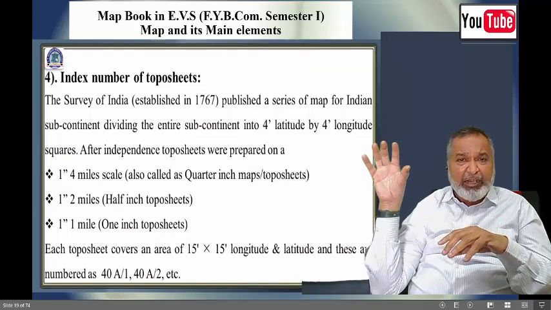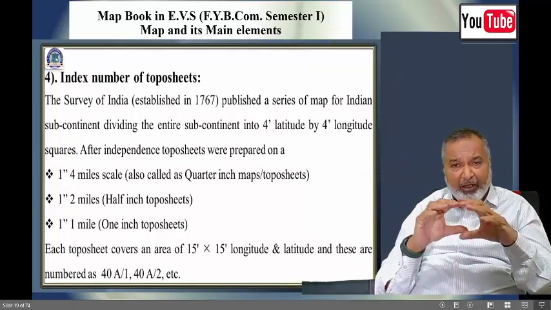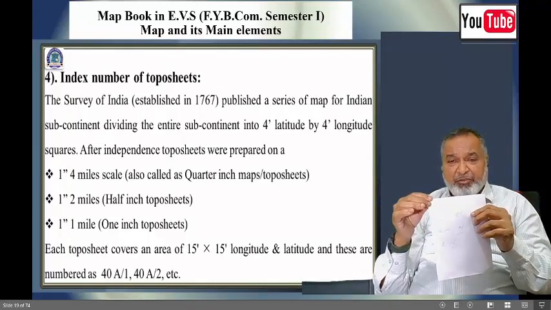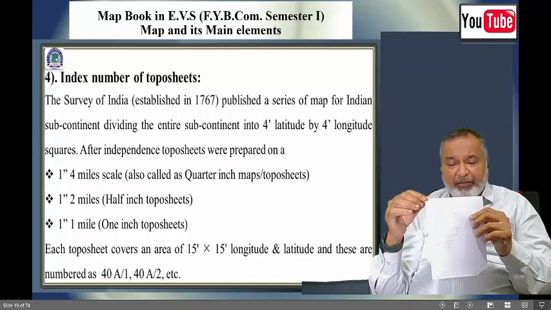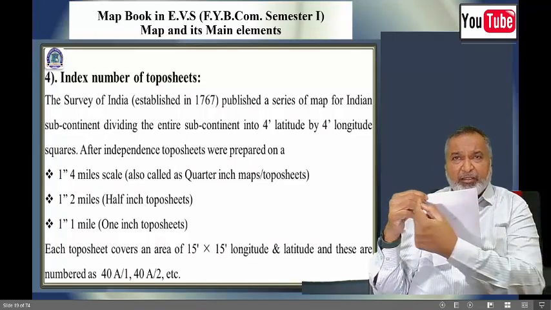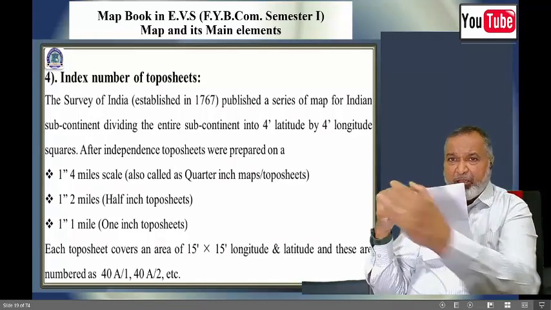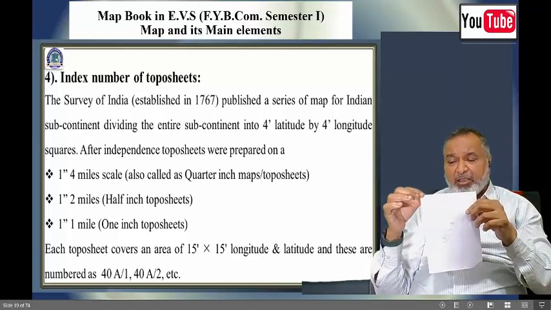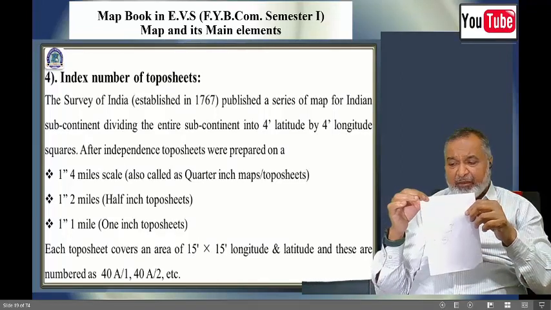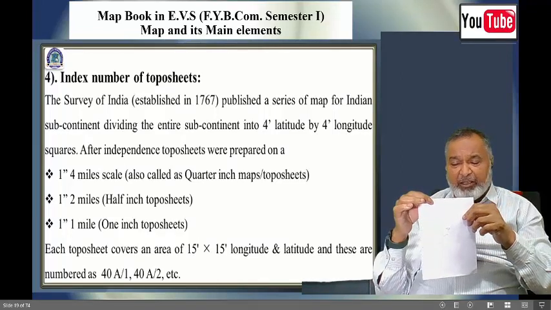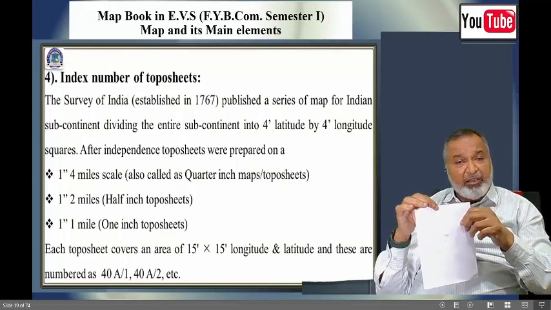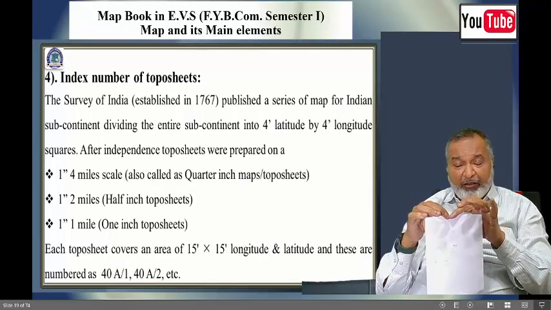Towards the right hand side corner, when you see the Toposheet map, if you start from here, this will be my left hand. If you come from left to right, over here a district name is given. Then the next point is given: the area, and the year in which it was surveyed.